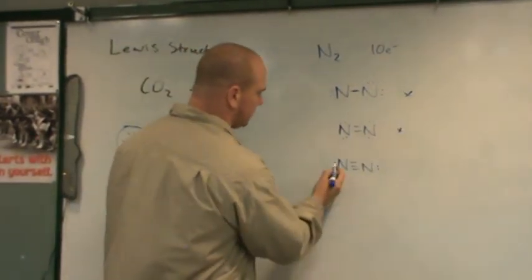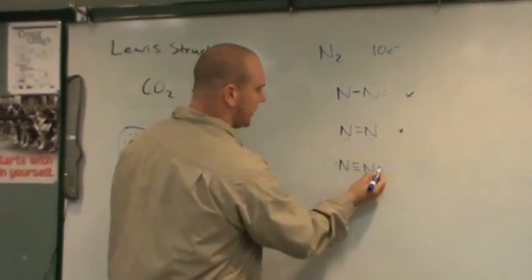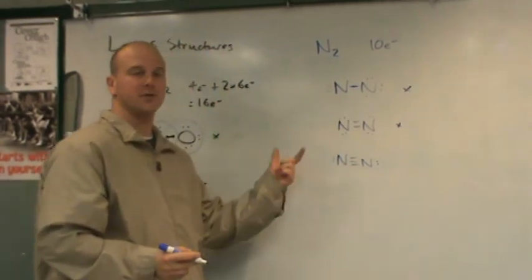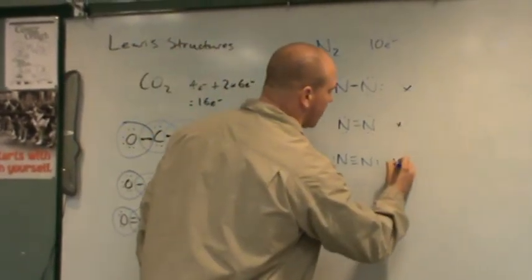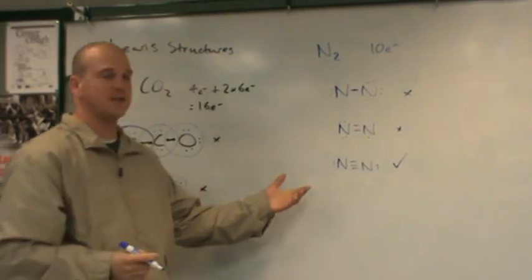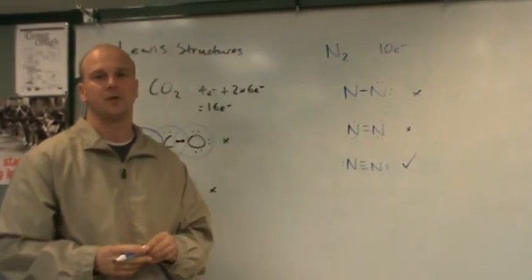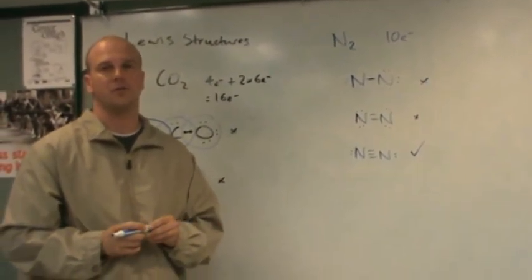So now we add up the total, which is 2, 4, 6, 8, 10 electrons. And those 10 electrons agree with the number of valence electrons. So we know that this Lewis structure is indeed the correct one for N2. And that concludes our introductory session for Lewis structures.